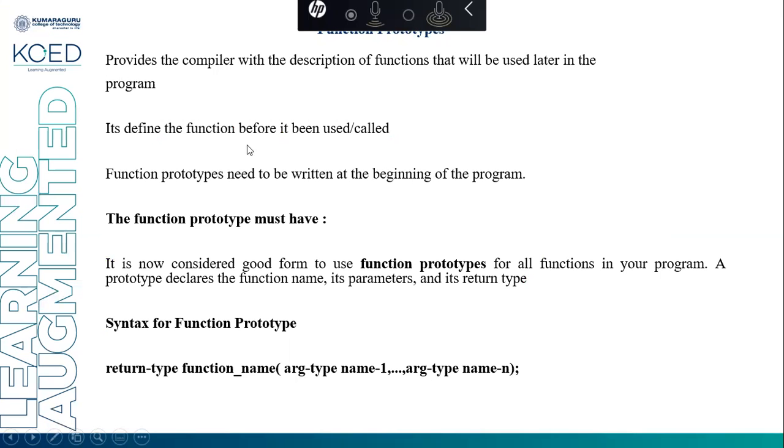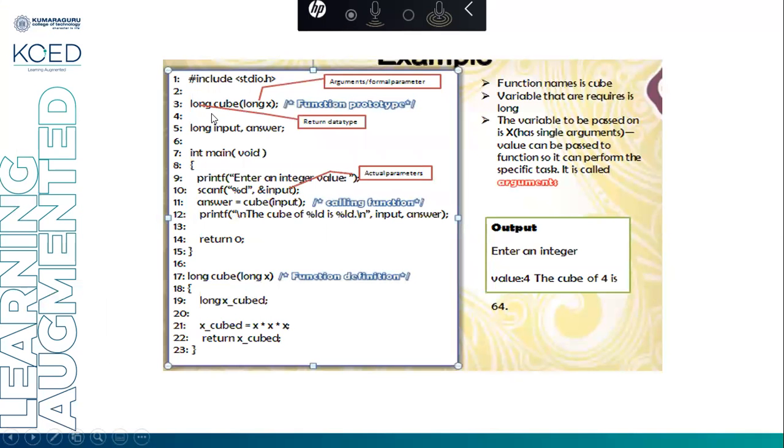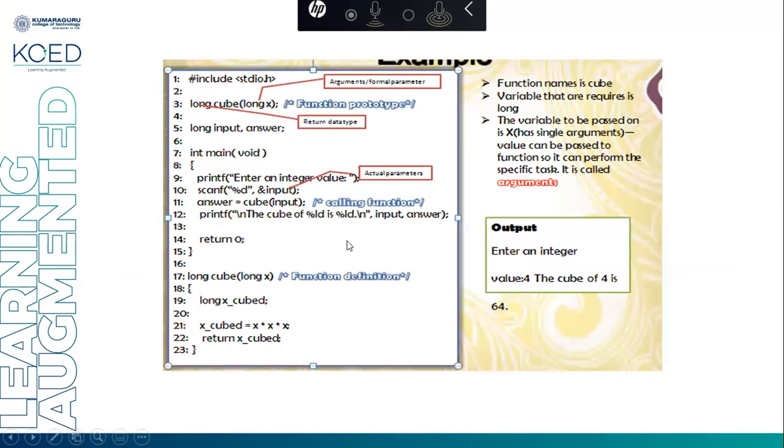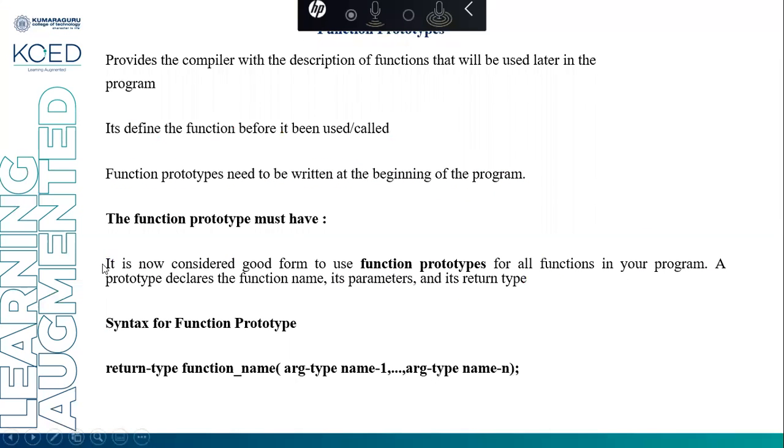It declares the function before it is used and called. The function prototype needs to be written at the beginning of the program. It is now considered good form to use a function prototype for all functions in your program. A prototype declares the function name, return type, parameters and their data types.